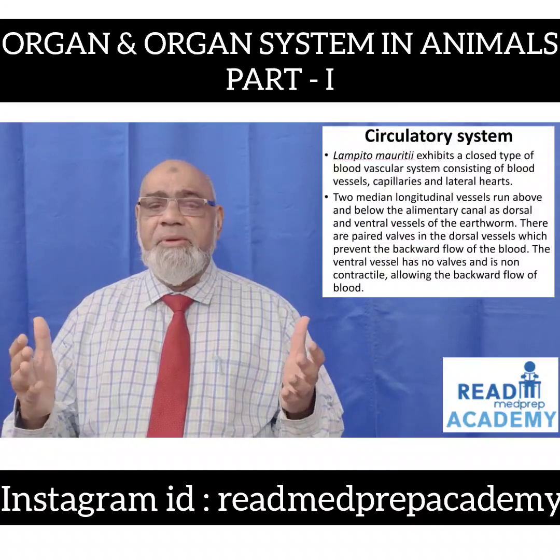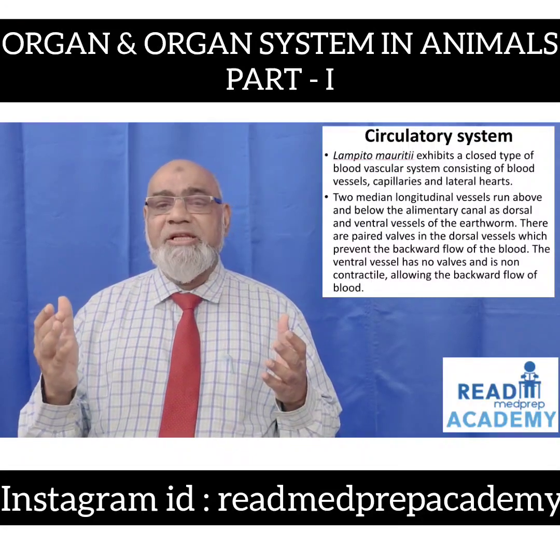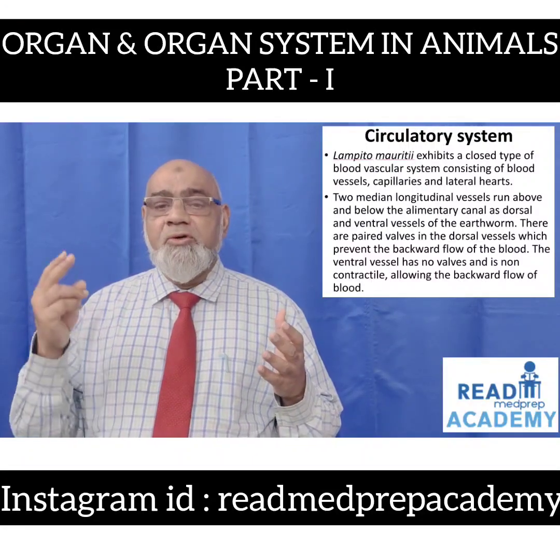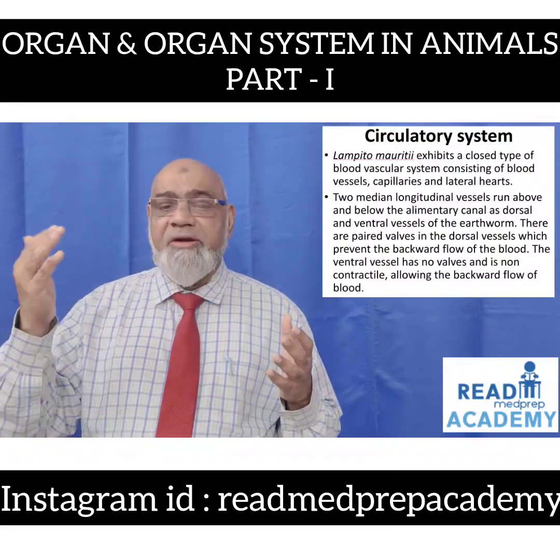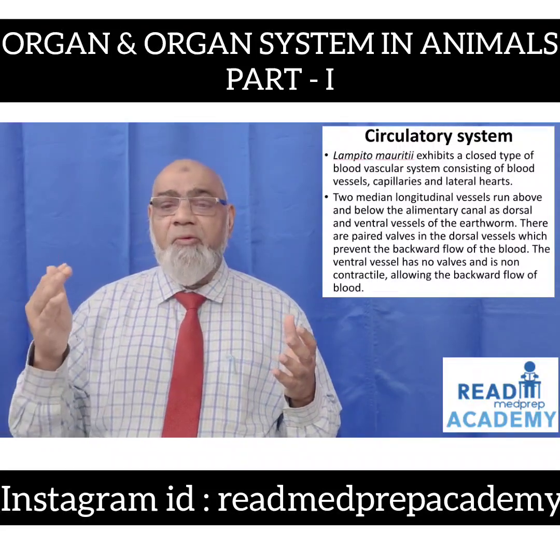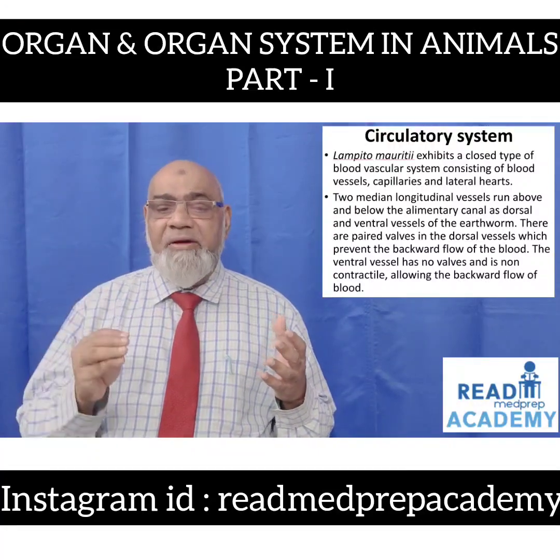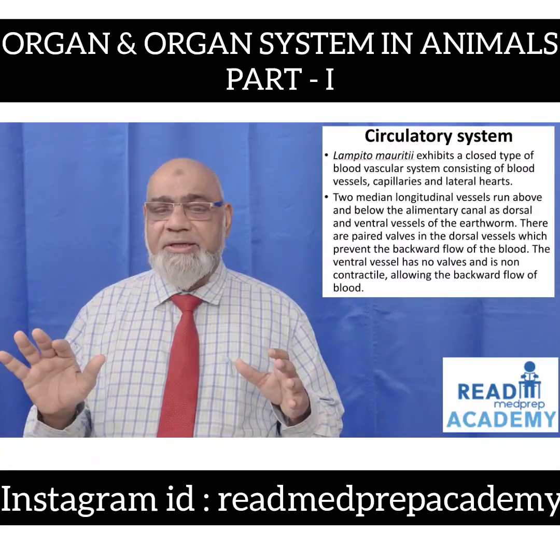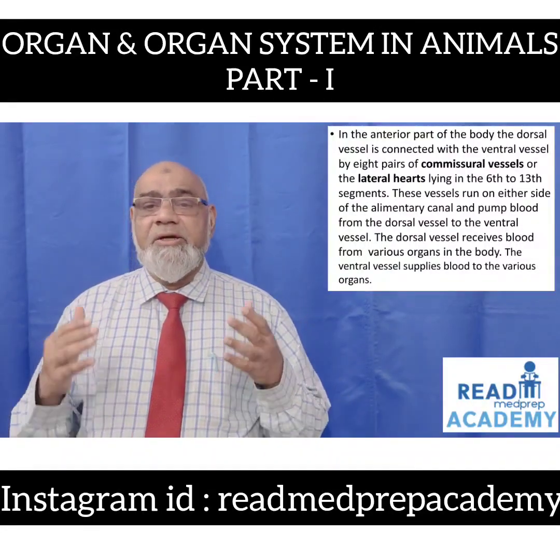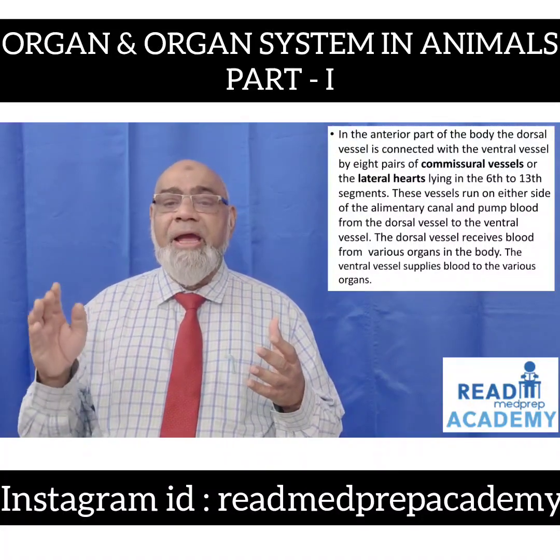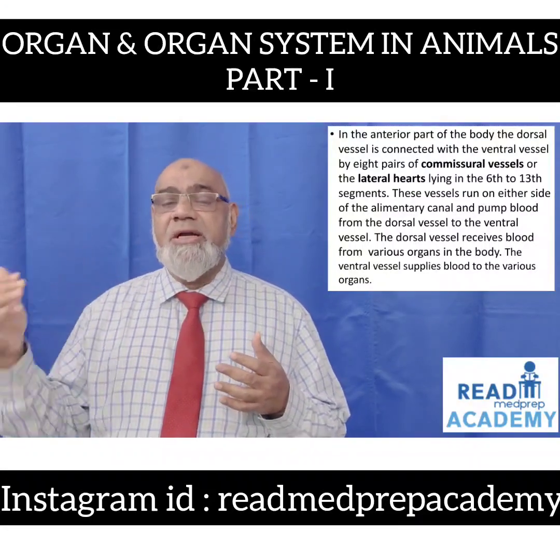Now the circulatory system. Lampito mauritii exhibits a closed type of blood vascular system consisting of blood vessels, capillaries and lateral hearts. Two median longitudinal vessels run above and below the alimentary canal as dorsal and ventral vessels of the earthworm. There are paired valves in the dorsal vessel which prevent the backward flow of the blood. The ventral vessel has no valves and is non-contractile, allowing the backward flow of the blood. In the anterior part of the body, the dorsal vessel is connected with the ventral vessel by 8 pairs of commissural vessels or the lateral hearts, lying in the 6th to the 13th segments.